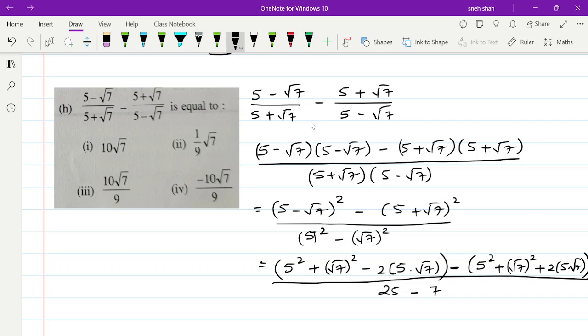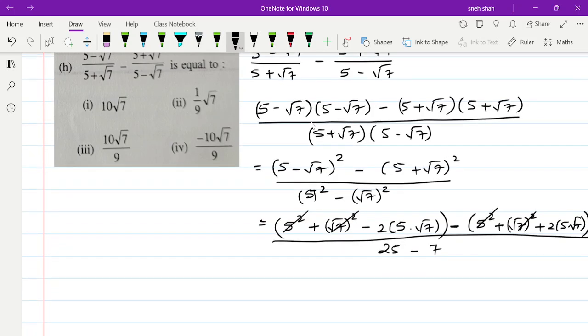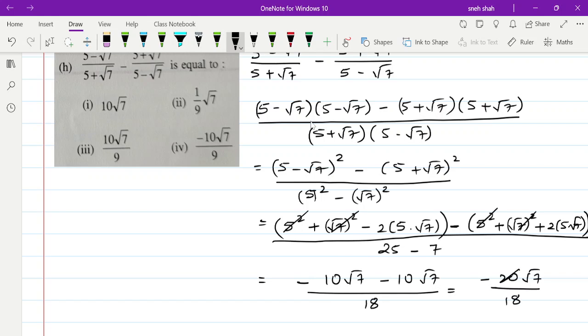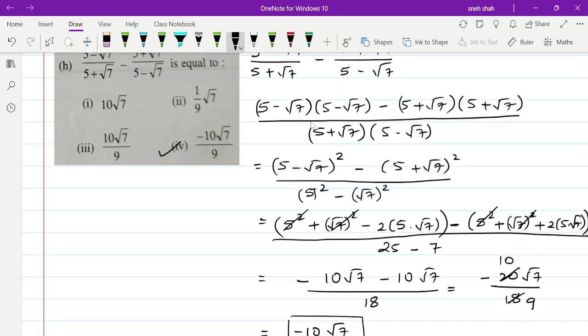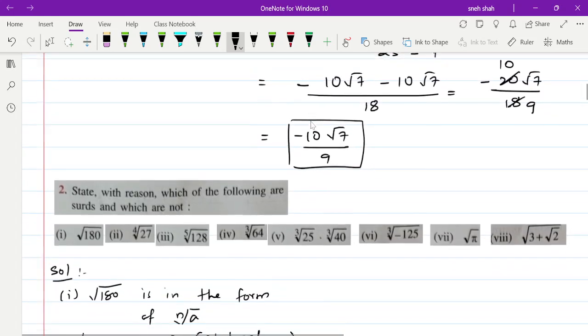Now opening up the numerator brackets, you will observe that 5 square and root 7 square will cancel out from both the brackets and we will be left with minus 10 root 7 and minus 10 root 7, divided by 25 minus 7, which is 18. So the numerator can now be written as minus 20 root 7 divided by 18. Cancelling by 2 we get minus 10 root 7 upon 9. So the final answer is minus 10 root 7 upon 9, which is the correct option, option number 4.